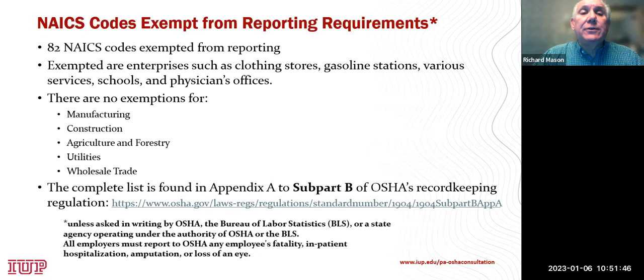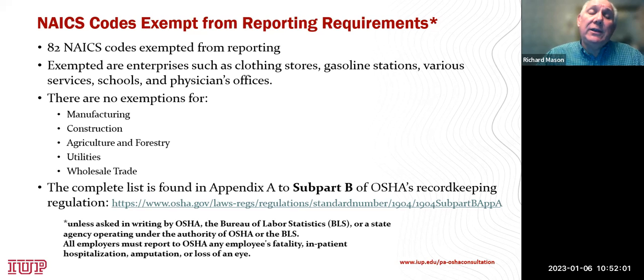Very nice. So that's who. The NAICS codes. So these are the ones that are exempt. This is Subpart B, Appendix A. These are the exemptions that have been in place for a long time. There are 82 NAICS codes that are exempted.